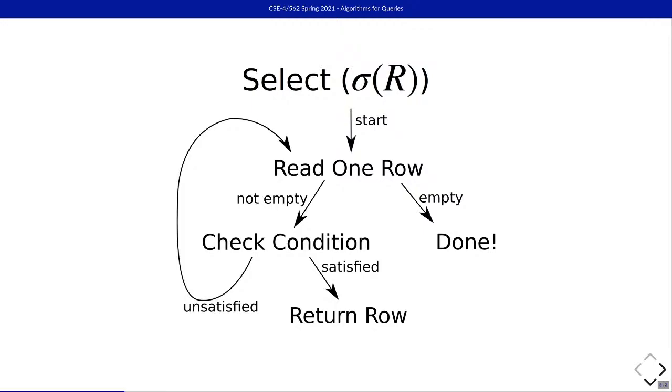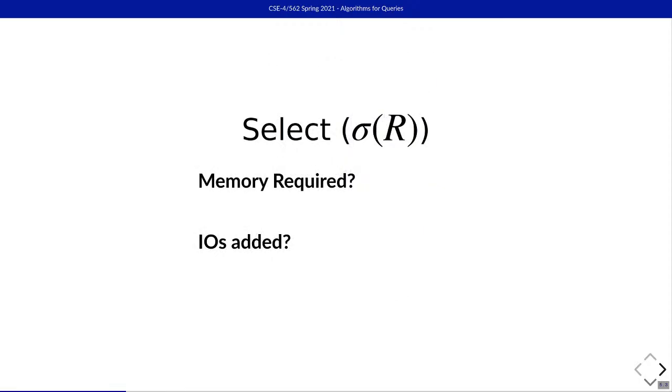The next operator is the selection operator, specifically its next function. Let's ask ourselves how much memory is required here. In the interest of time, since there have been technology problems, I'm just going to say that at no point in the selection operator are we ever storing more than just one row. So the amount of memory it requires is constant.